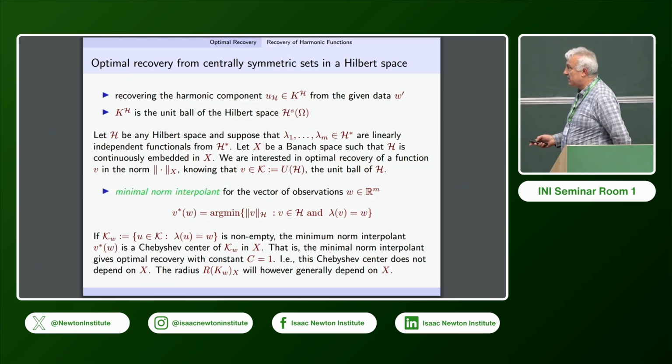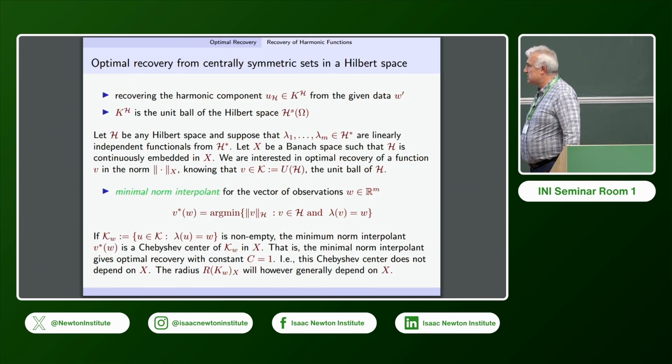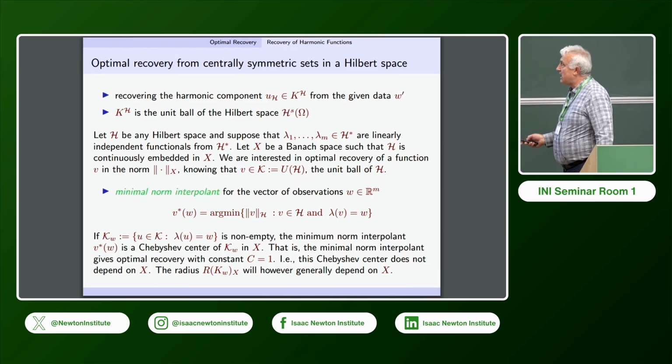And the interesting fact about this is that this optimal recovery doesn't depend on X. Keep in mind that we want to measure in the norm of X what is the best approximation. However, the solution is something which is independent of X. That's something we can use. Of course, the radius would be different. It will depend on how we define the norm.